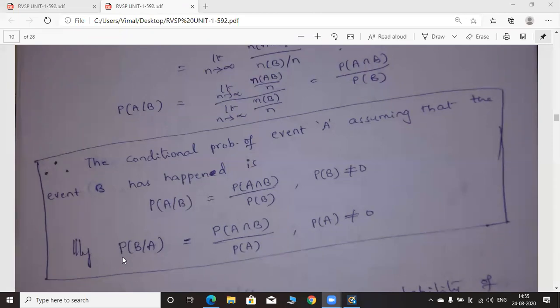Similarly, you can write the other formula also. Probability of B given A is equal to probability of A intersection B divided by probability of A. This formula is valid if and only if probability of A is not equal to 0. Similarly, here also the denominator must not be 0. If it is 0, probability becomes infinity, which is not a correct value of probability. So these are the formulas.